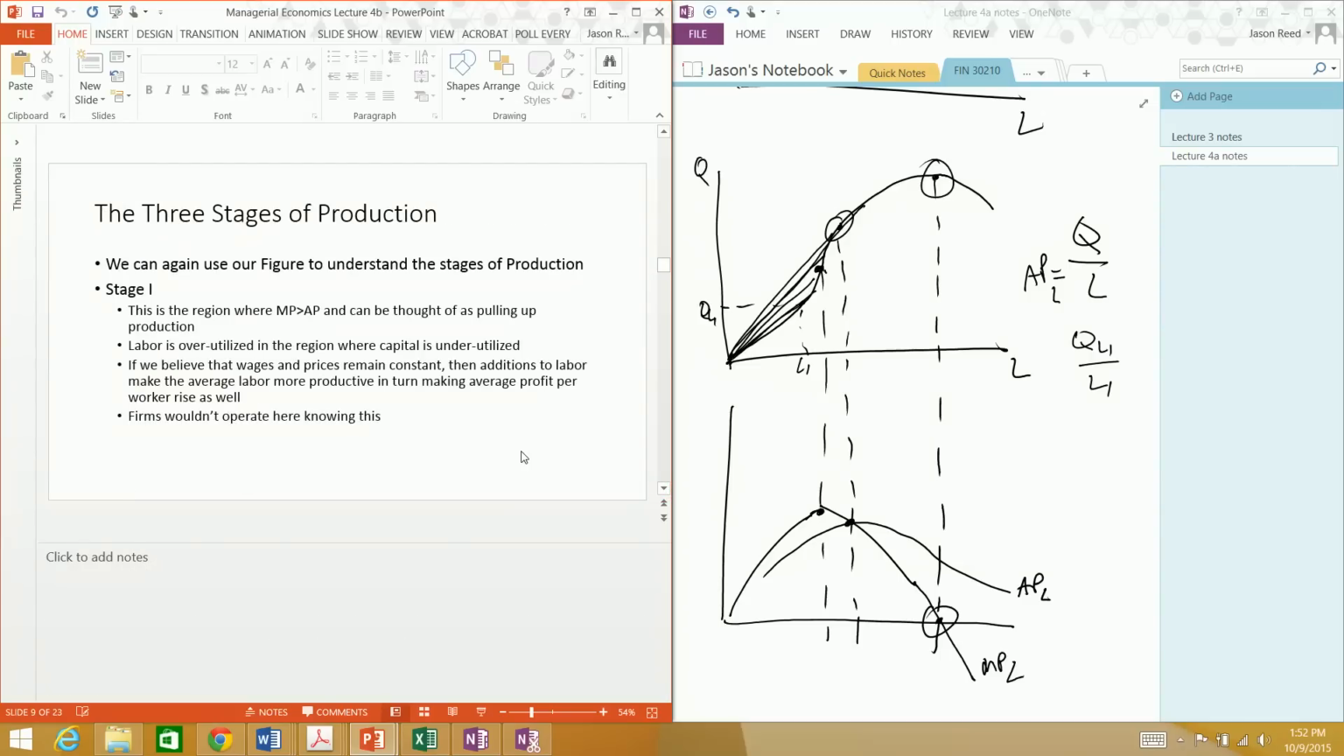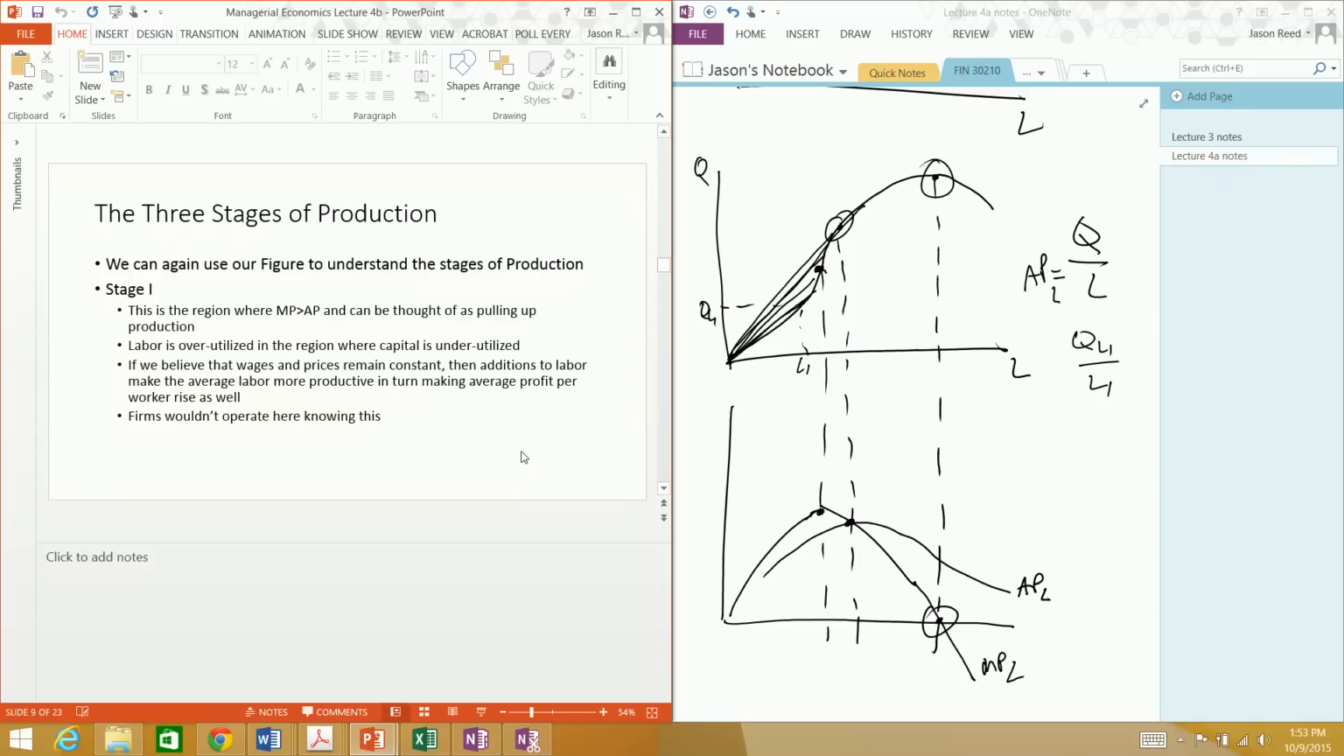So now after we've constructed this, we're going to take each part of these in stages. Stage 1 of production for us is this specific region up until average product reaches its maximum. So this is the region where marginal product is greater than average product. And again, it's being thought of as pulling up average product. Labor is overutilized in this region where capital is underutilized. Why do we know this? Because labor is very productive at this point. So we want to be using as much labor as possible in our production.